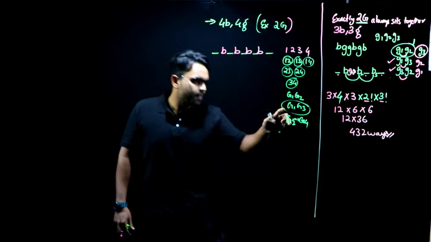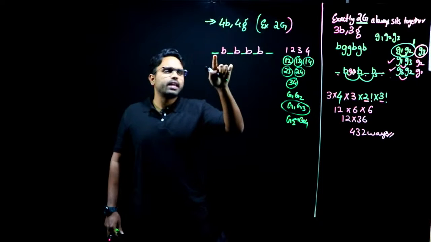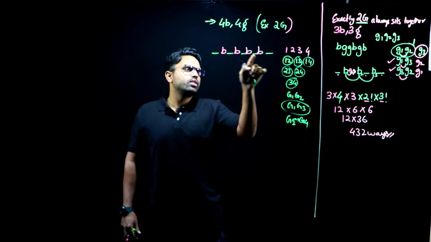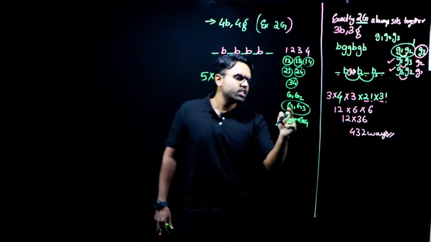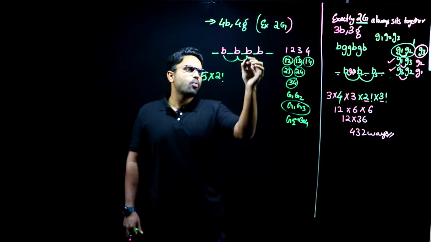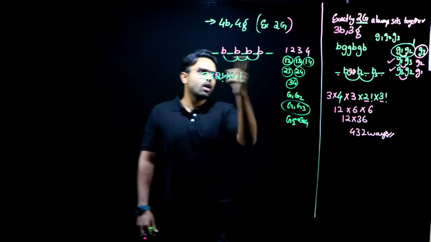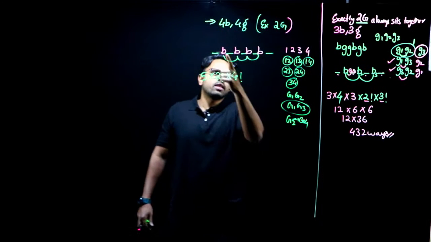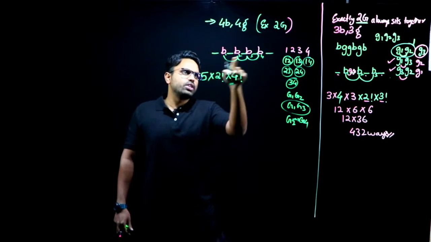Now start applying. Girl 1 and girl 3 can occupy how many positions? 1, 2, 3, 4, 5. It can occupy 5 positions. Next, they can rearrange among themselves in how many different ways? 2 factorial ways. Now, these 4 boys can rearrange among themselves in how many different ways? 4 factorial ways. Now, what are we done with? We are done with arranging boys here. Boy 1, boy 2, boy 3, boy 4 and positions are done.